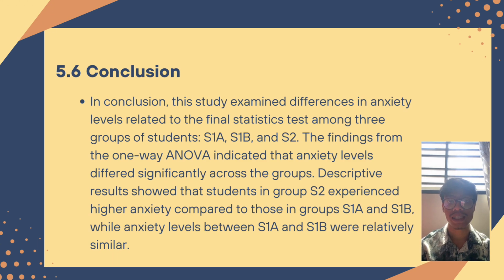In conclusion, this study examined differences in anxiety level related to the final statistic test among three groups of students, S1A, S1B, and S2. The finding from the one-way ANOVA indicates that anxiety level differed significantly across the groups. Descriptive results showed that students in group S2 experienced higher anxiety compared to those in group S1A and S1B, while anxiety level between S1A and S1B were relatively similar. This finding suggests that group-related factors may influence student anxiety level and highlights the importance of providing targeted support for students who experience higher test anxiety.